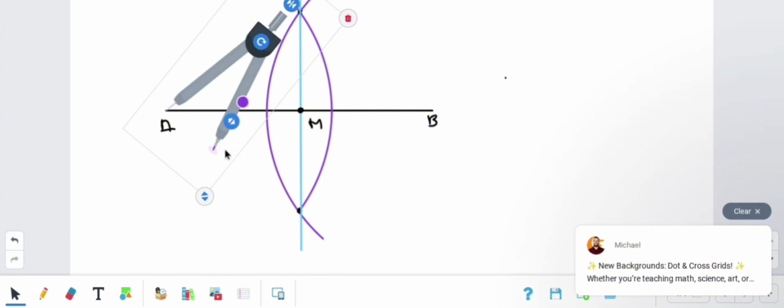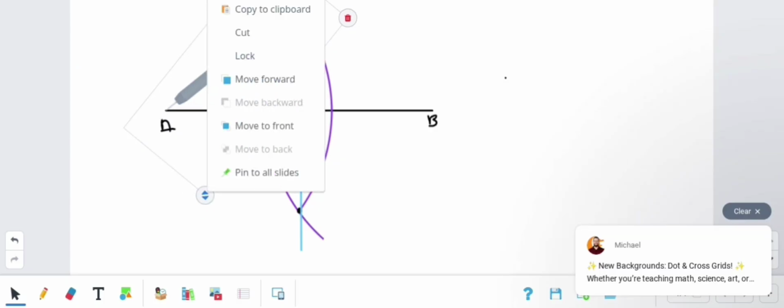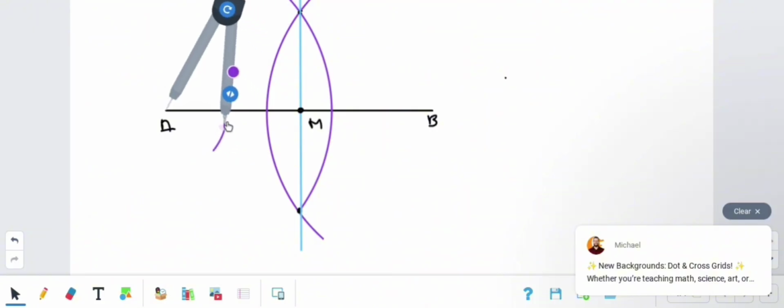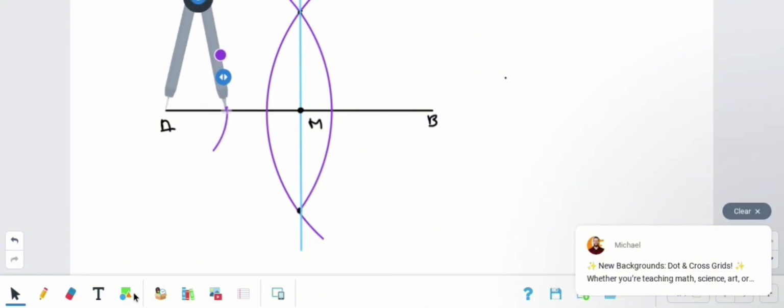And I'm going to try to reset it to its original shape. Okay, so here it is at its original shape.